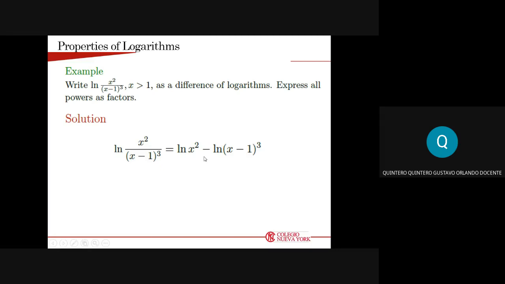All right. What do we do now? Pretty simple, huh? We have here a power, x squared, and here we have another power, x minus 1 cubed. So we can express those two powers as factors simply by putting them in front of the logarithms, like this. 2 times the natural logarithm of x minus 3 times the natural logarithm of x minus 1. There it is, guys. Go ahead and take a picture. That's the answer. This is the simplest form.